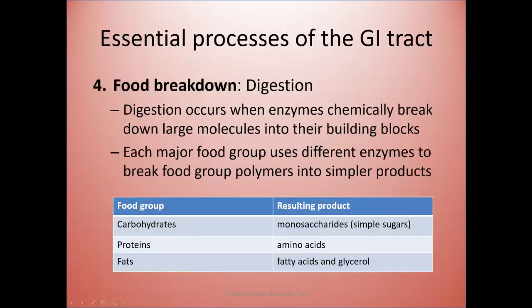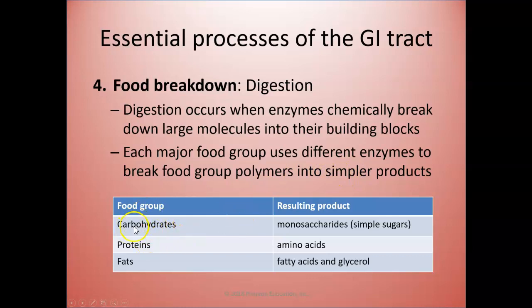Okay, so we're going to continue on with the 6 essential parts of digestion happening in the body. So we've got Part 4, which is food breakdown. This is the actual digestion part that we're dealing with. Here we've got different enzymes in the body that break down big molecules into their essential building block chunks. Each major food group uses different enzymes to break these foods down, these polymers, these big molecules, into their smaller, simpler products.